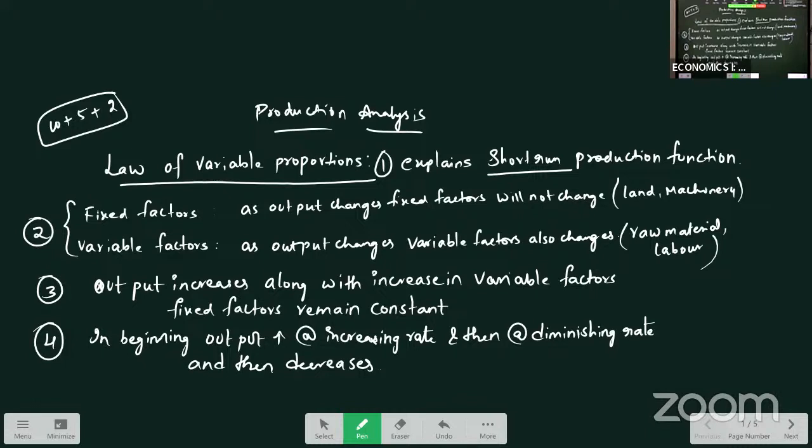Okay, so in the beginning, output increases at an increasing rate and then at a diminishing rate. Okay, and then our output decreases. So this is how you will write down your introduction of the law. So when you are presenting in your exam, these points you write down, that is more than enough for your presentation. So this is your introduction.